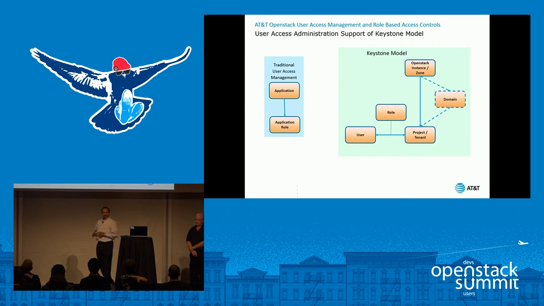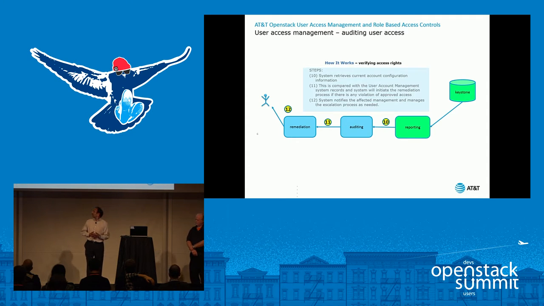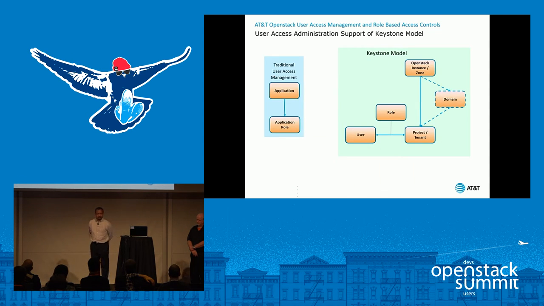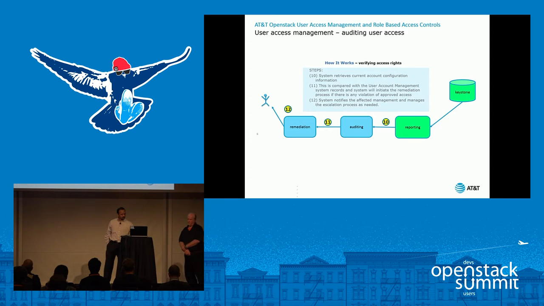This slide talks about two pieces. On the left-hand side, we have a traditional model, wherein any user who requires access to an application is assigned to certain roles so that they can get access to the application. On the right-hand side, the same concept is applied, and we know that it works for the OpenStack model as well, wherein users are assigned to certain roles and are granted permission to access a tenant within an OpenStack instance.